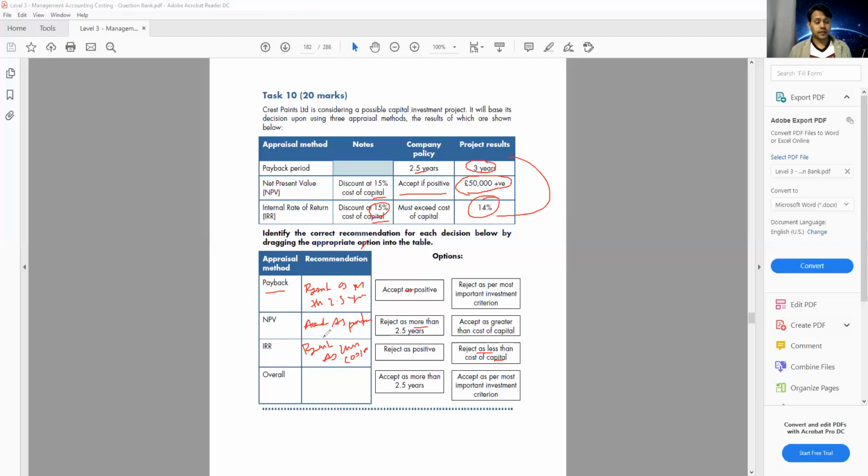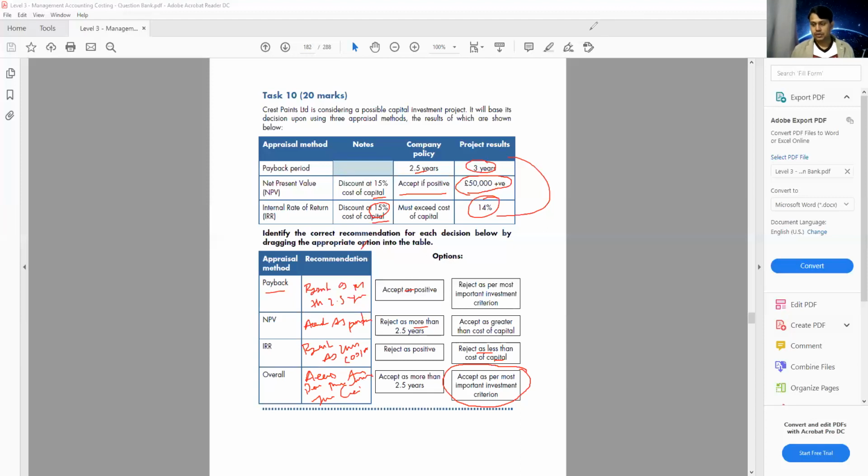Now, after doing all of this, the overall decision will still be to accept the project, because the NPV is the priority one. It said accept as per our most important investment criteria. Even though my payback and my IRR said do not accept, you will still go for it because NPV has more priority. Whatever NPV says, you follow that.